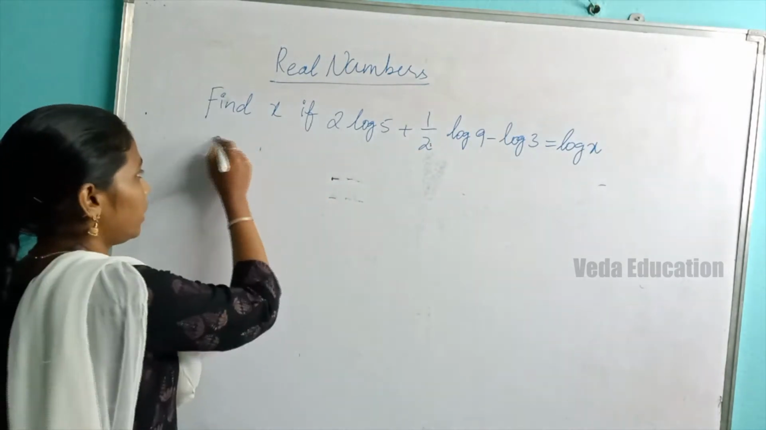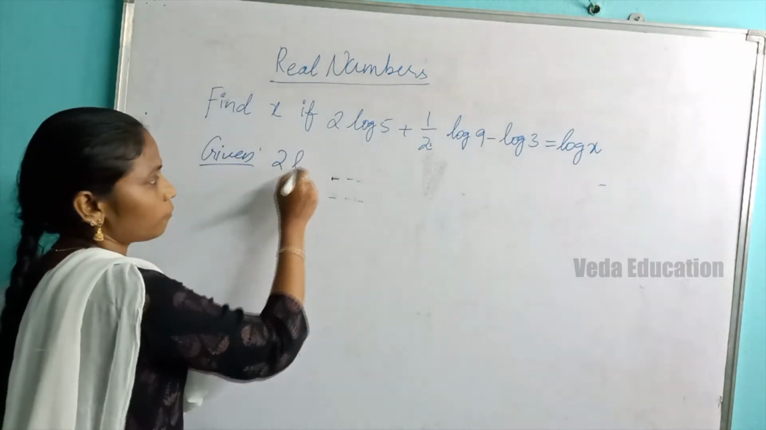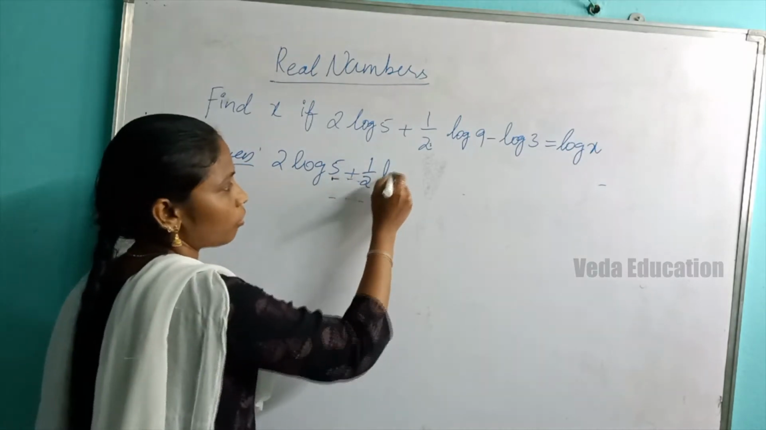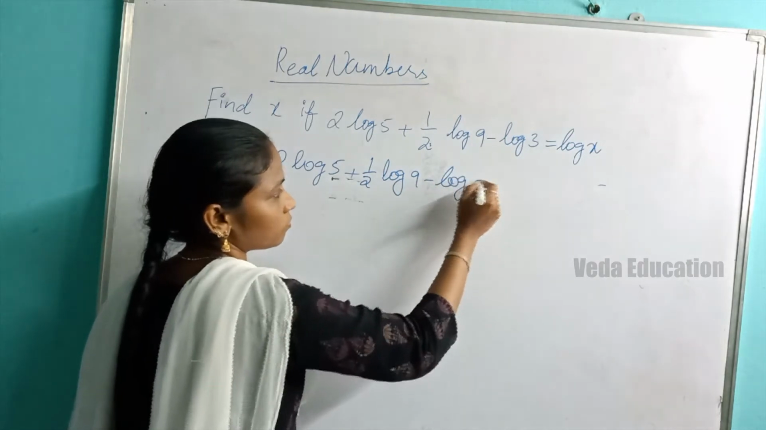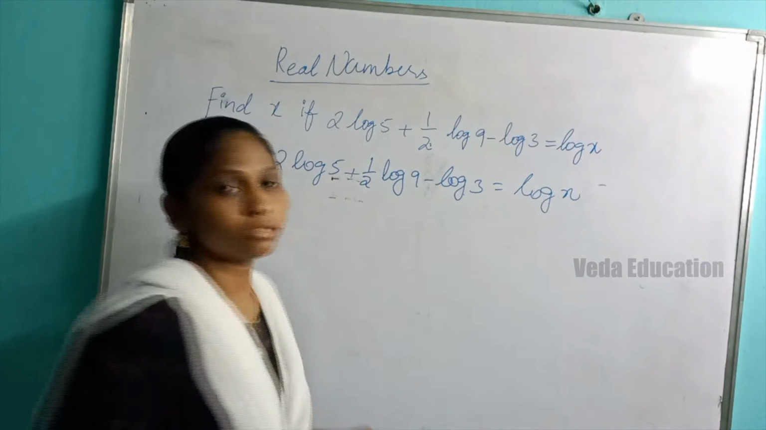Okay, what is given here? Given part: 2 log 5 plus 1 by 2 log 9 minus log 3 equal to log x. Now they asked to find out the x value.